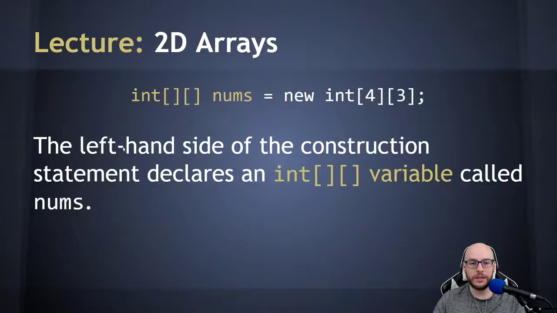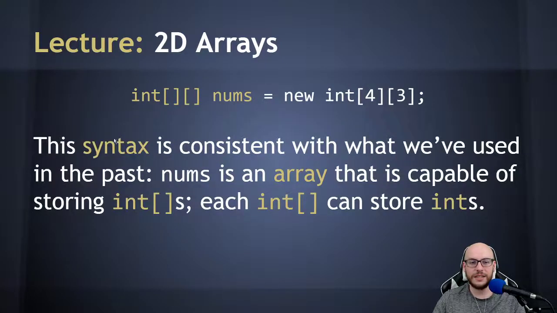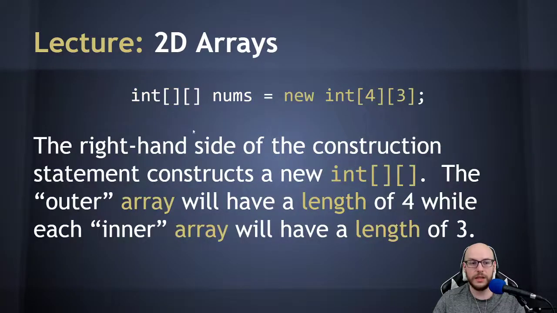So the left-hand side of the construction statement declares a 2D int array variable called nums, right? The data type of nums is an int 2D array. This syntax is consistent with what we've used in the past. nums is an array capable of storing int arrays. Each int array can then store ints. The right-hand side of the construction statement constructs a new 2D int array. The outer array will have a length of 4, while the inner array will have a length of 3.